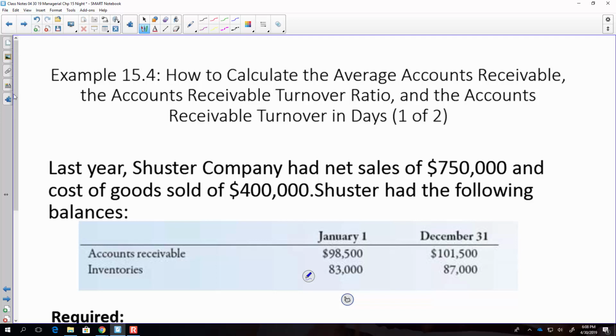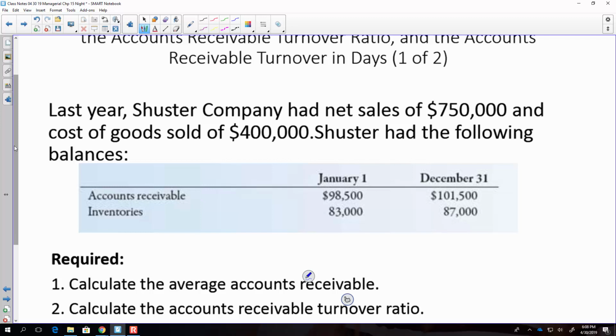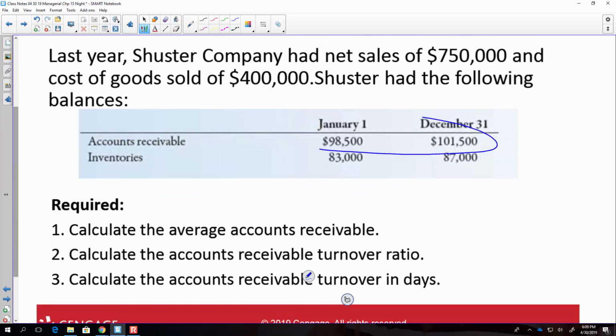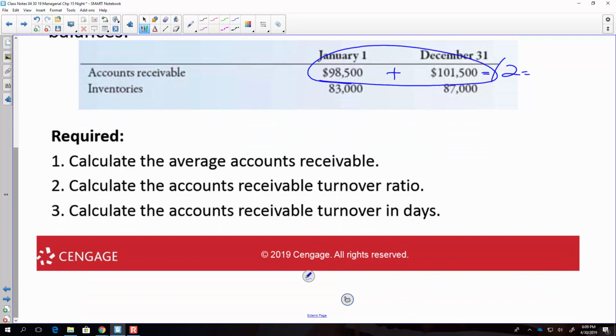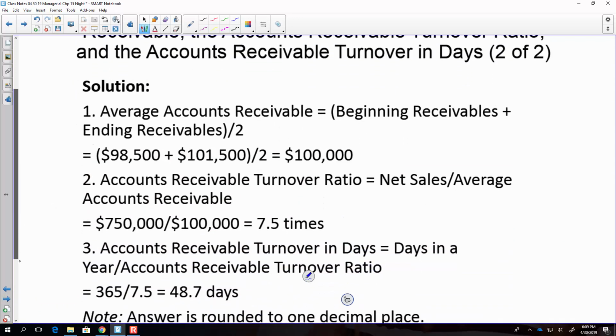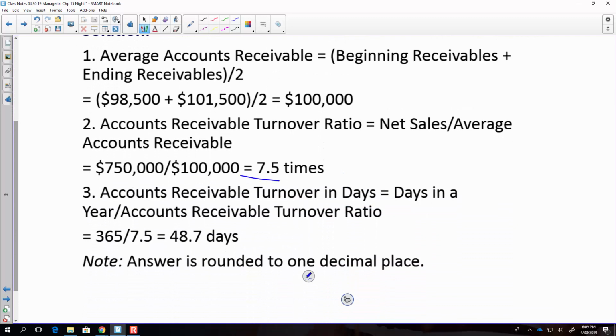Example 4 is the example. Example 4 is on page 849. And they're taking, here's my receivables. We've got to get an average. That's our bottom number, right? Sales is our top number, our sales for the year, 750. So our turnover becomes 7.5 times in a year, certainly not 12. 12 would be ideal if you're having 30-day terms.